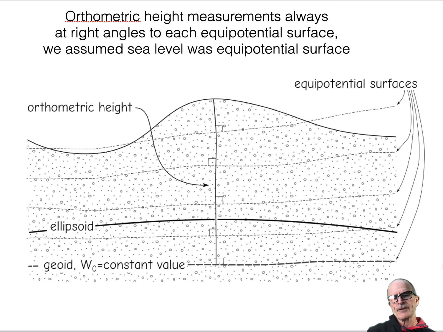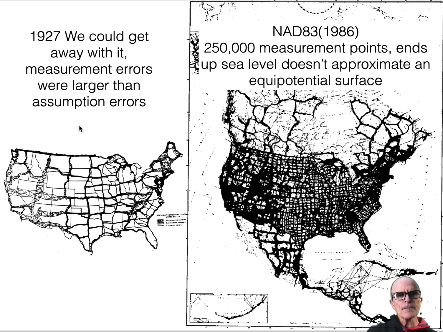Otherwise, if there wasn't a geoid, if this followed the ellipsoid, it would all be great. But that would mean the Earth didn't have any mass density variation through its whole surface, which isn't a physical reality. Now, in 1927, we could get away with using these leveling surveys from the coast because the measurements weren't very good and our data were very sparse.